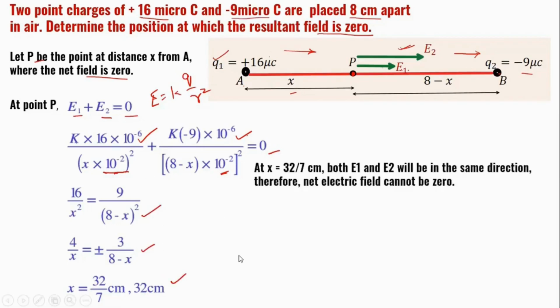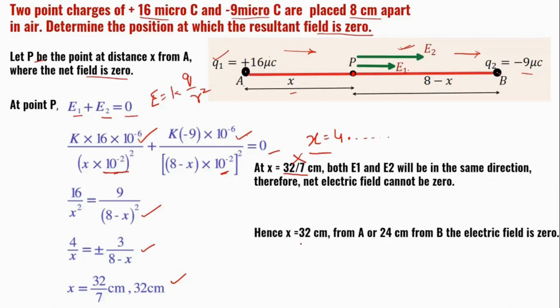Two values we will get for x, because we are having a plus minus sign. Now, if we see the situation x equals 32 by 7, that means x comes out to be somewhere around 4 point something. That means it lies between A and B. Now, in between A and B, if we have a point P where the electric field is to be 0, it can never be 0. Why? Because E1 and E2 in between A and B will always be pointing in the same direction. So this particular situation we have to neglect, where the net electric field can never become 0 in between A and B. Now, next, how can we find the other point?